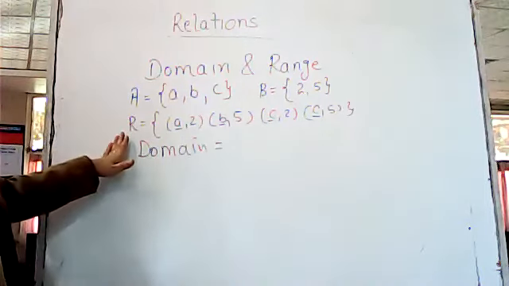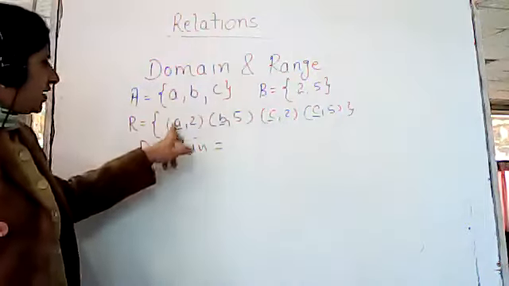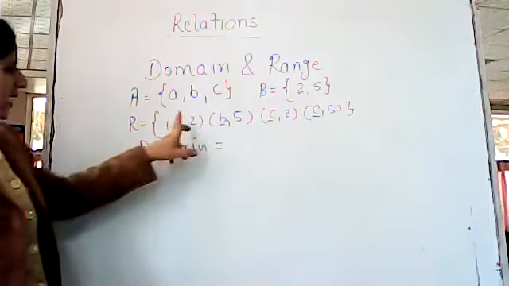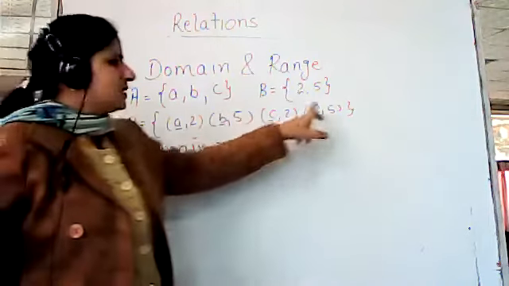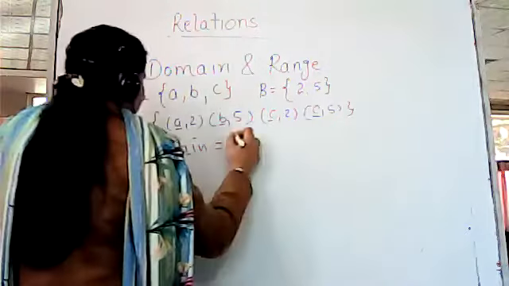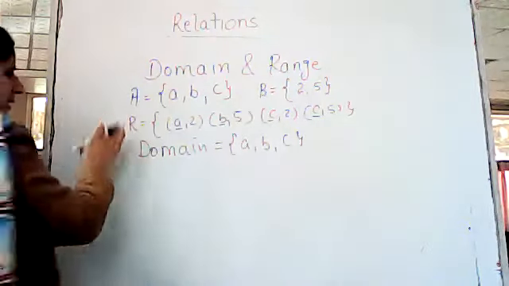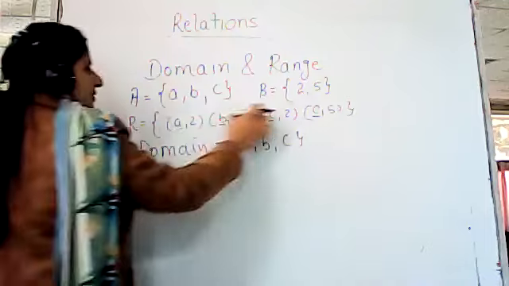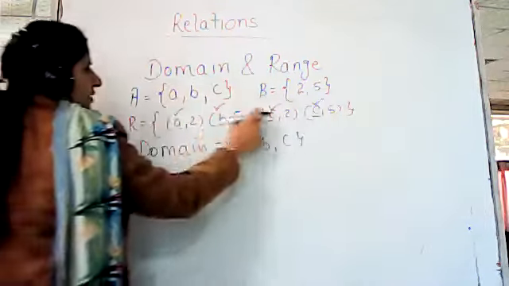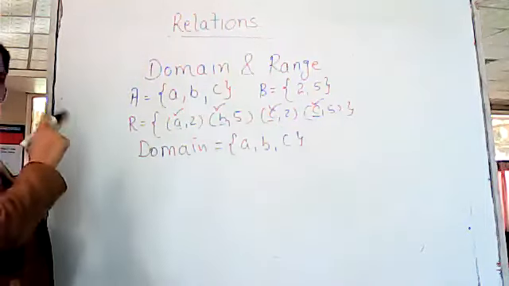In these ordered pairs, the elements which are present at the first position are known as the domain, and the elements which are placed at the second position are known as the range. So what will be the domain? Domain is equal to {a, b, c}, because the elements at first position are a, b, and c.